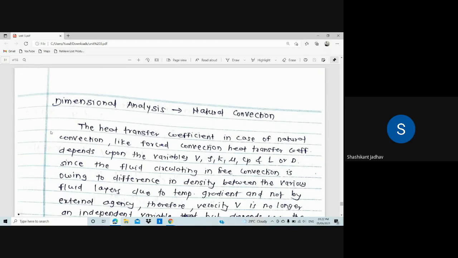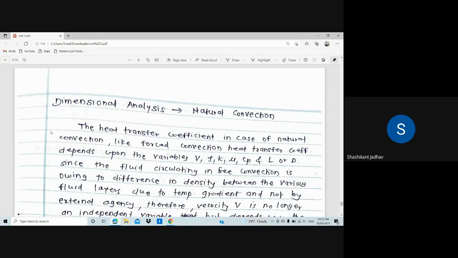D is nothing but diameter. So in natural convection, on what variables does the heat transfer coefficient depend? Those variables are given.